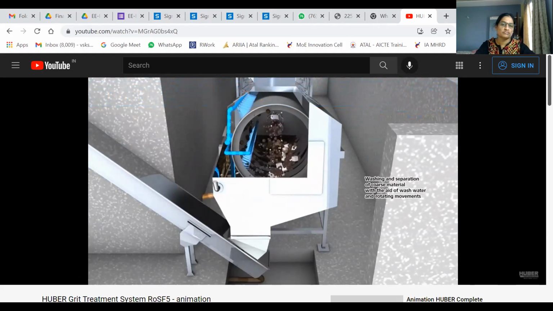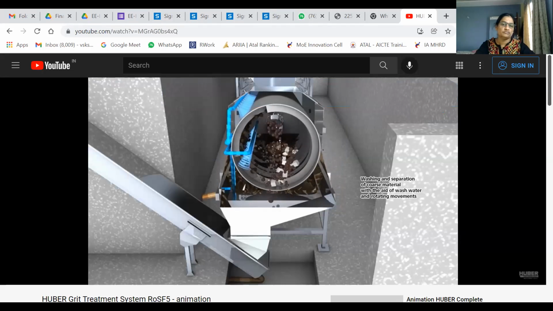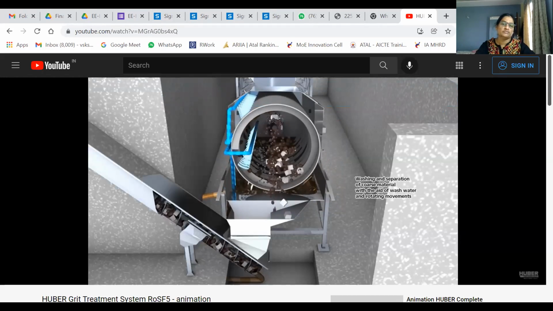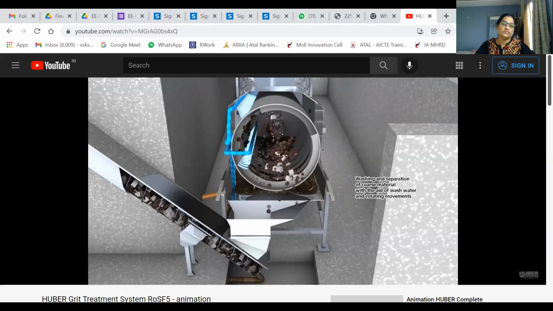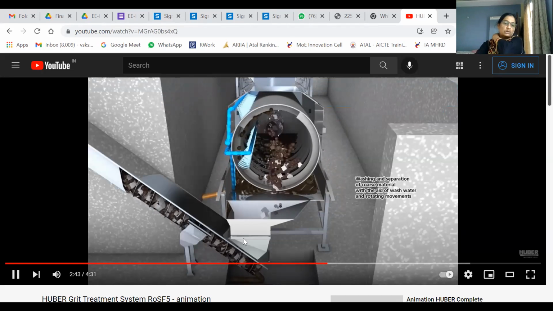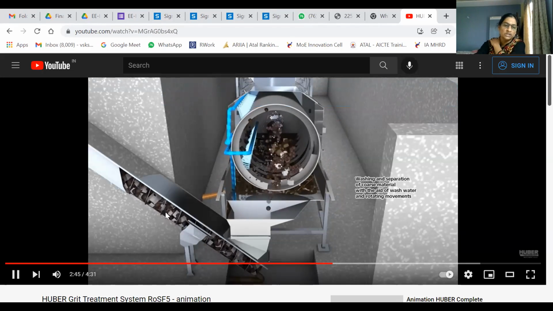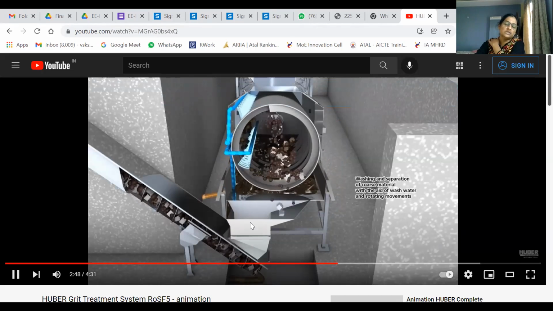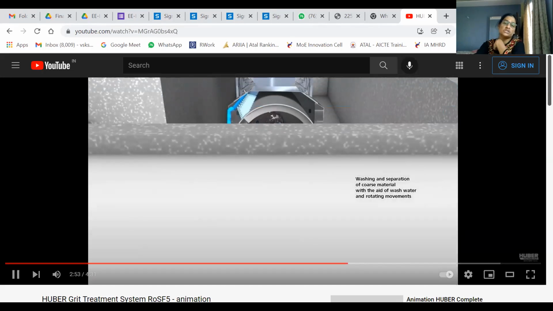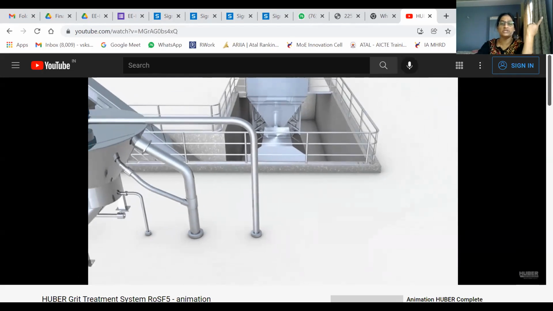See here. Along with water, these grits will be collected up to the top, and from the top they will be dropped down into this chamber. Okay, see how this screw conveyor is moving. Slowly it is moving, and while moving upward, it will take up the particles. This is one kind of grit chamber. Another type of grit chamber I showed in the first chapter while showing the figure of the pumping station.